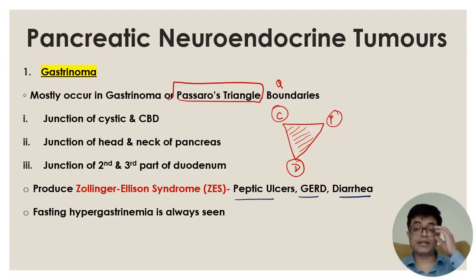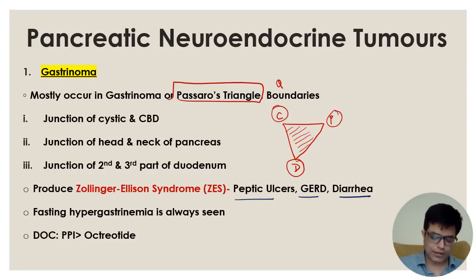Although surgery is advisable, surgery is not always possible. And so the initial therapy of choice is drug therapy. In drugs, it is the PPIs which are hugely effective. PPIs are the drug of choice. Some patients who are refractory to PPI can respond to octreotide as well.